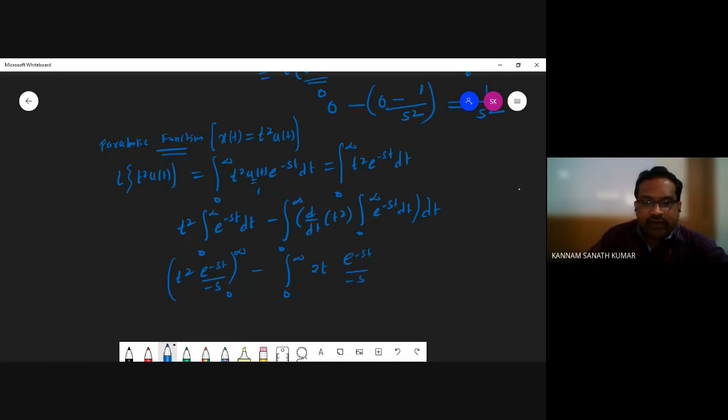So anyway this part is 0. So minus of minus, plus 2. If you apply again t into e power minus st, how much did you get, 1 by 2 by s if you take it outside. So t into e power minus st, you got previously, no?